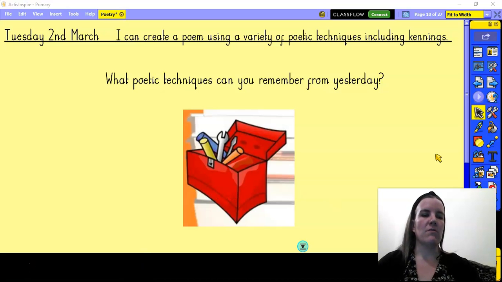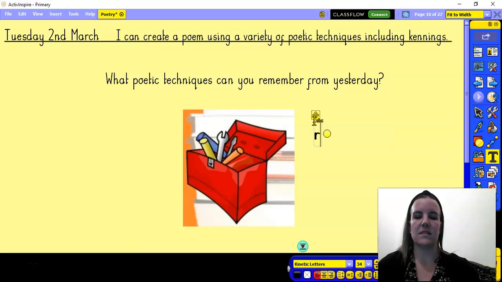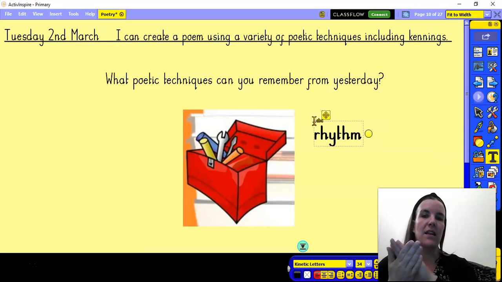Yeah, you're right. You'll remember the word rhythm was one of those techniques, where we think about the beats in a line in a poem and the way that the poem might use a pattern to bring it to life. So, well done if you remembered that one.